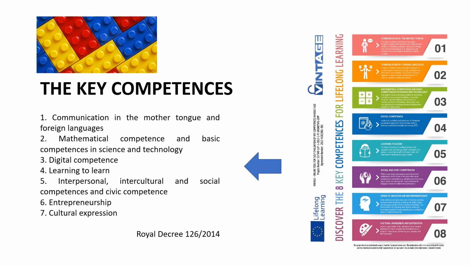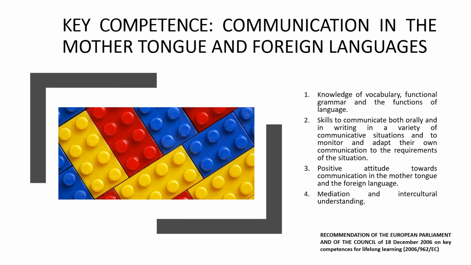As we can see, the EU established 8 key competences, but they were reduced to 7 by combining mother tongue and foreign language communication in the Spanish system. Let's look at the 7 key competences we have. The first one is related to communication in the mother tongue and foreign languages.